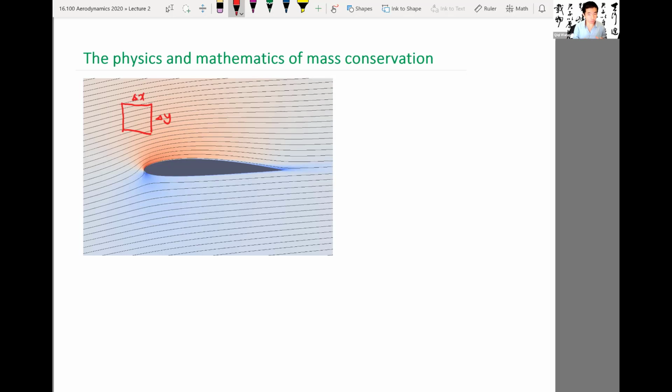And by the way, this control volume is fixed in space and the control volume does not move with the fluid. If you have read the reading assignments in advance, you're going to know that this kind of control volume has a name called Eulerian control volume. So this is an Eulerian control volume. Right, that means the control volume does not move with the fluid.